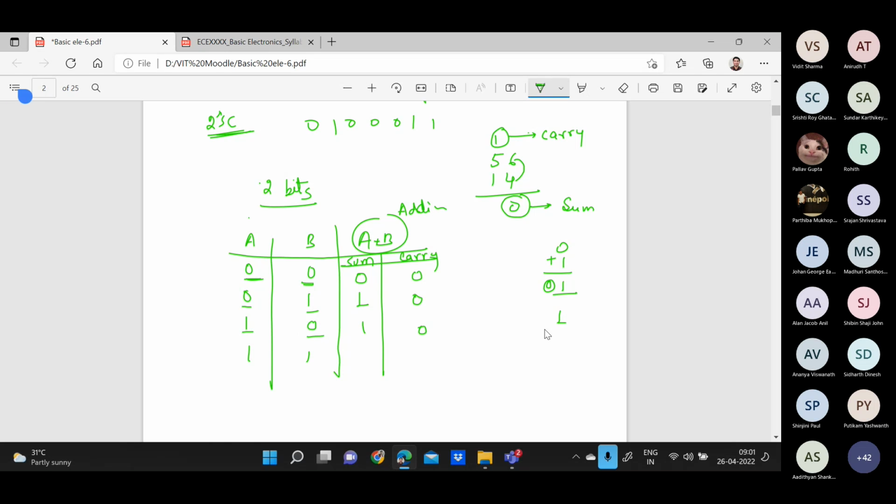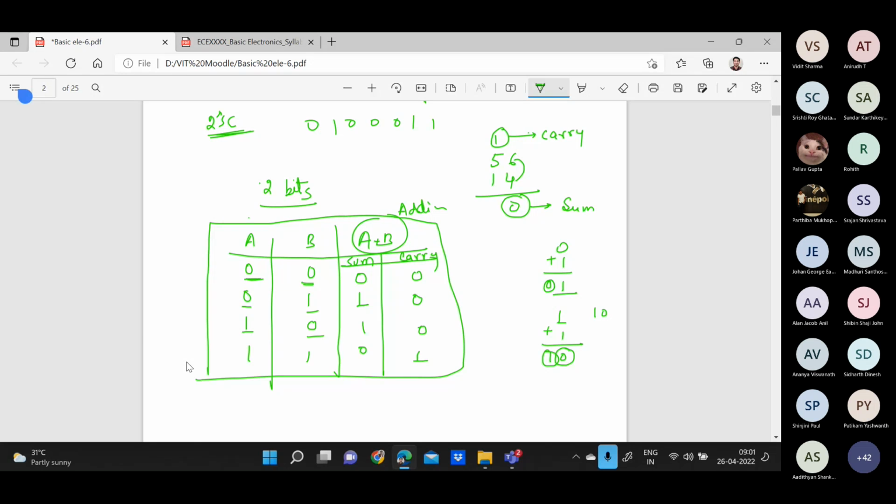Now if you add 1 plus 1, what will it give you? Actually, it will give 2, right? But in the binary number system, 2 means 1, 0. So here you will get 1, 0. That means sum is 0 and carry is 1. So this is the way of adding 2 bits.